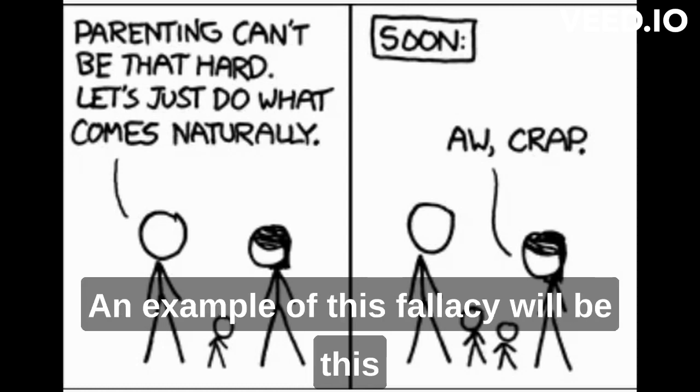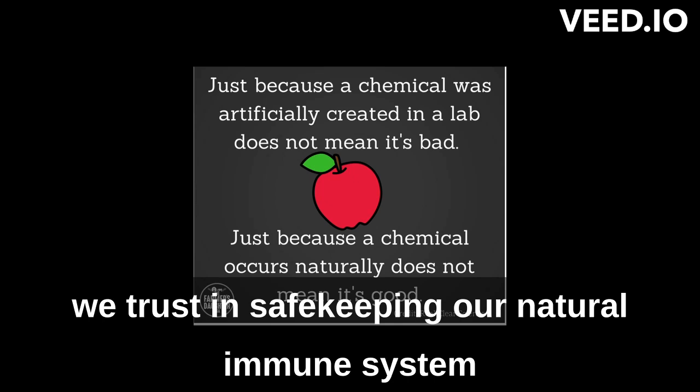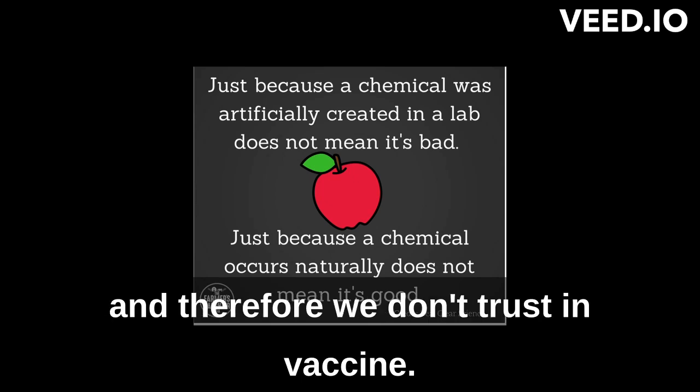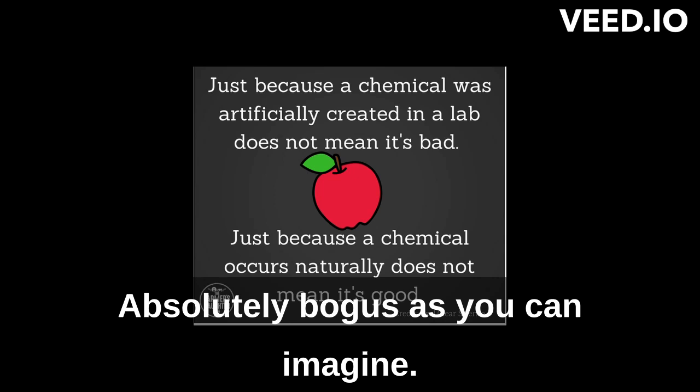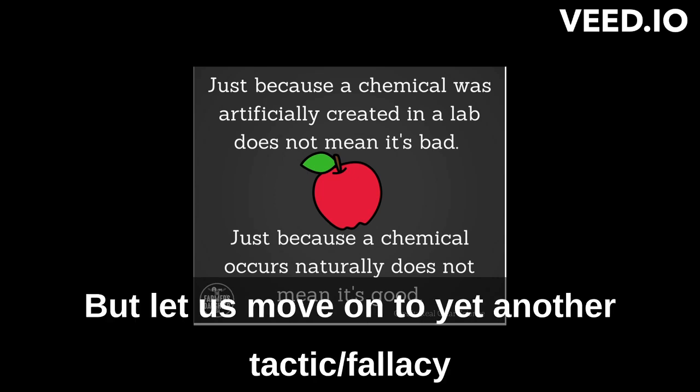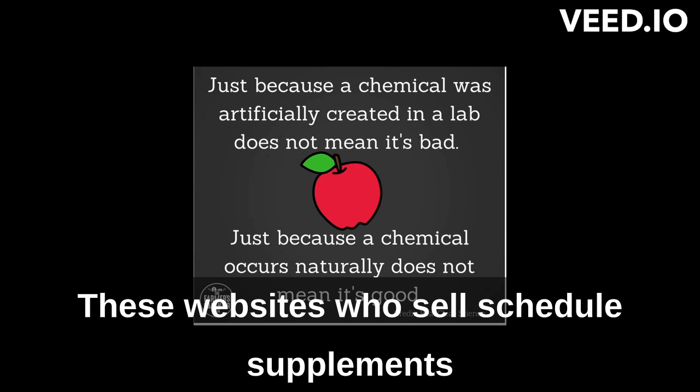An example of this fallacy would be: we trust in safekeeping our natural immune system and therefore we don't trust in vaccines. Absolutely bogus, as you can imagine. But let us move on to yet another tactic slash fallacy these websites who sell sketchy supplements use.